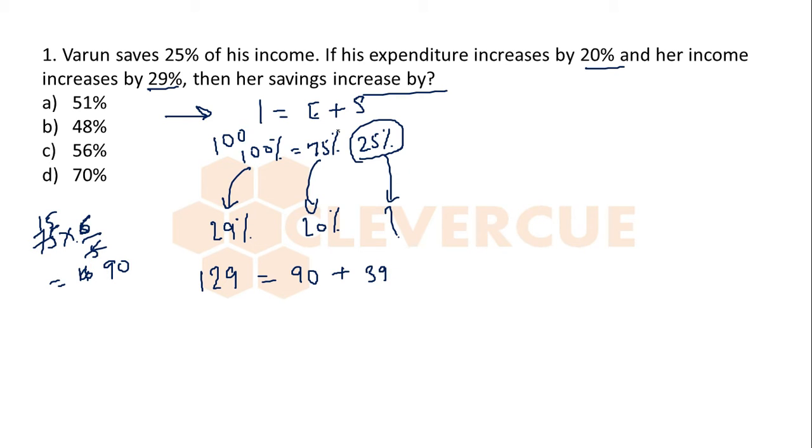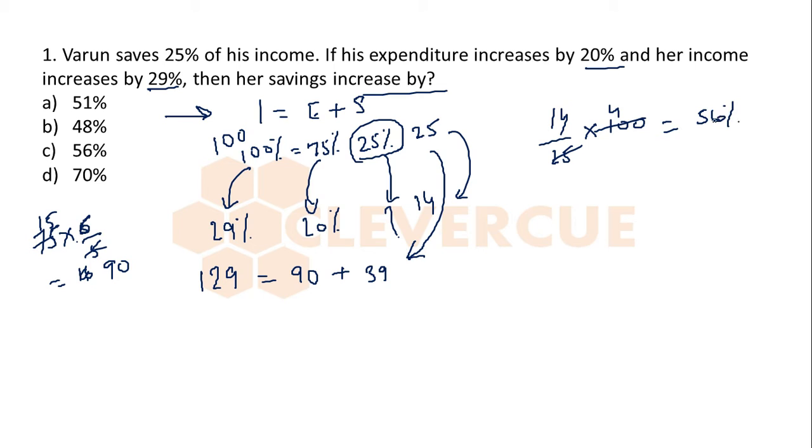So the initial savings is 25 and the increased savings is 39, so it is increased by 14. Now the percentage increase will be 14 by 25 into 100. 25 into 4 is 100, so this will be equal to 56%. I hope you guys understood. So the answer will be C. But this is a longer method.